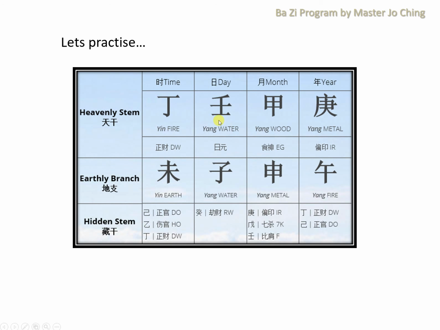So in this case, you are Yang water. Our Day Master is Yang water. We look at Yin fire. Yin Yang different, therefore Direct Wealth. Then we move on to the Horse.